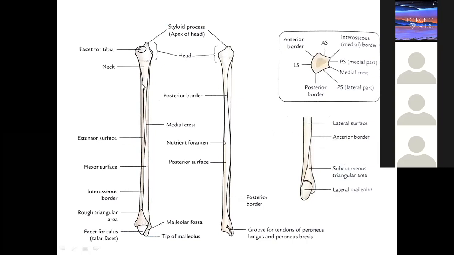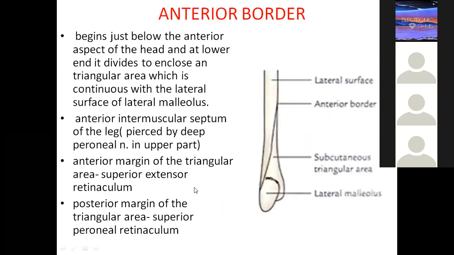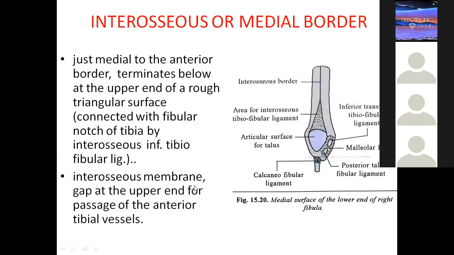Okay, so a few borders are shown here, and see, the interosseous border is always the sharpest of all the borders, because it is giving attachment to the interosseous membrane. Now see here, this is the interosseous border, this is the medial surface.